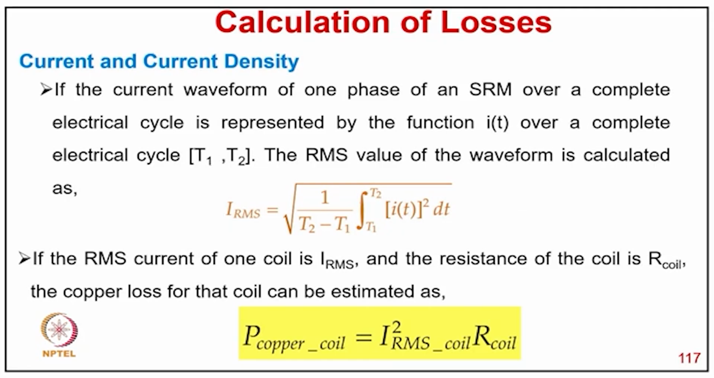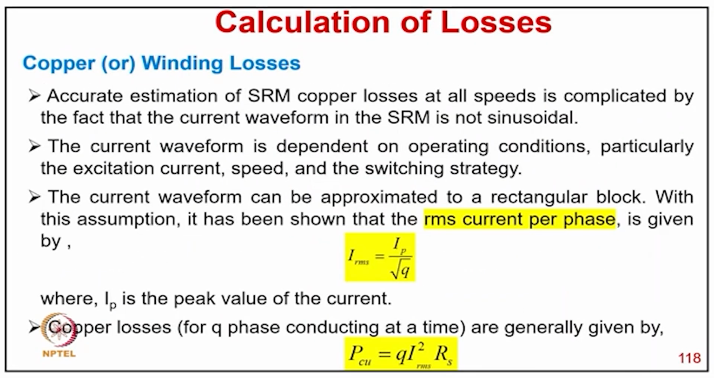If the current waveform of one phase of the SRM over the complete electrical cycle is represented by a function i(t) from t1 to t2, the RMS value of the waveform is calculated as I_RMS equals the square root of 1 over (t2 minus t1) times the integral from t1 to t2 of i(t) squared dt. If the RMS current of one coil is I_RMS, and the resistance of the coil is R_coil, the copper loss for that coil can be estimated as P_copper,coil equals I_RMS squared times R_coil.